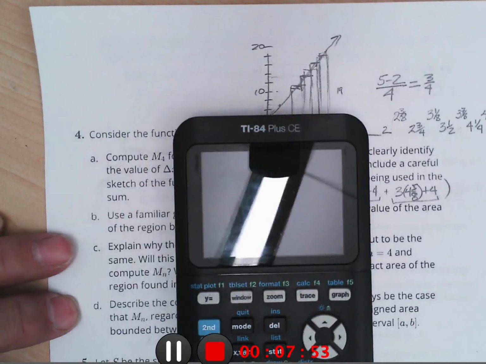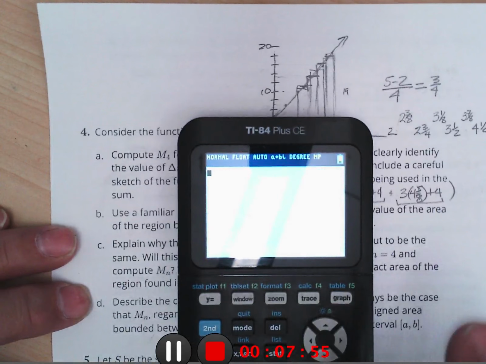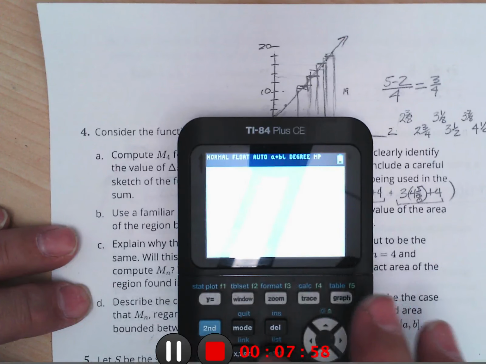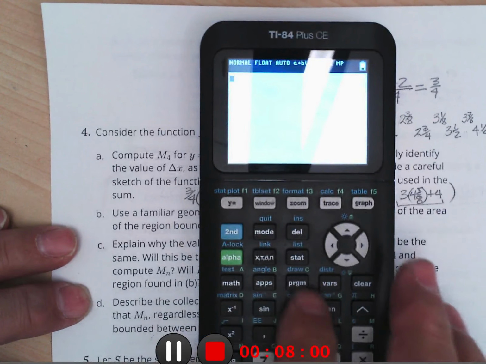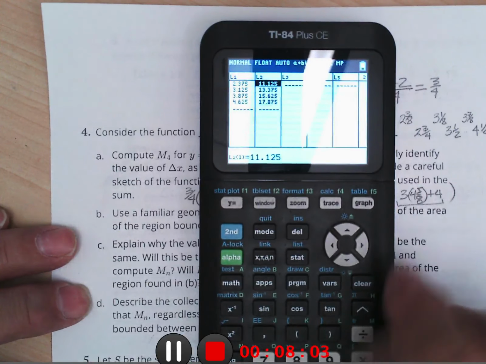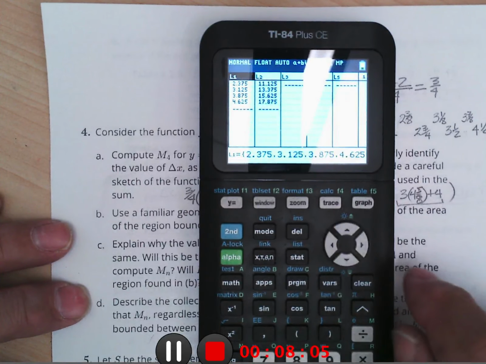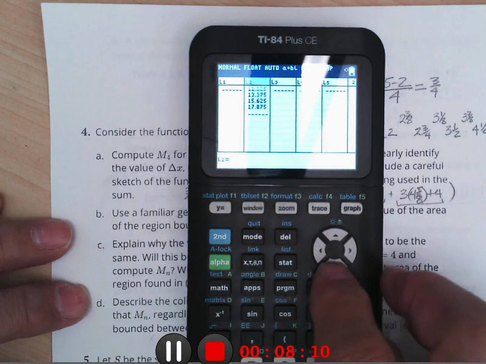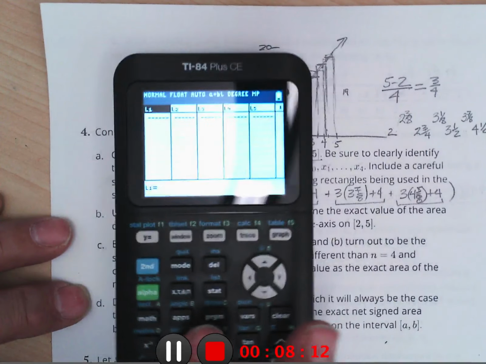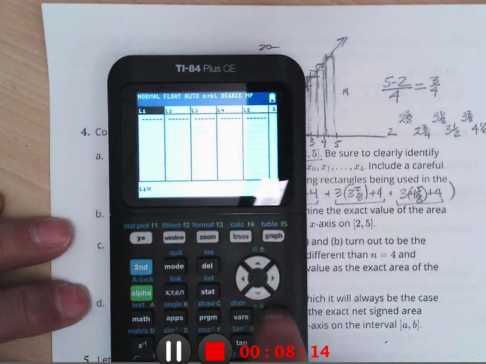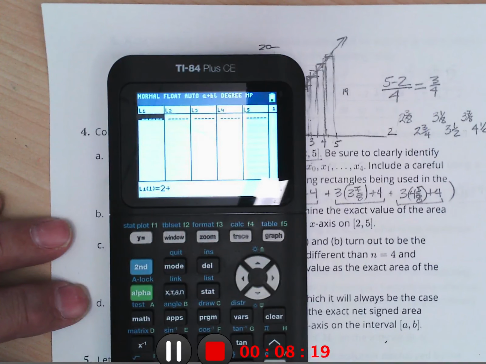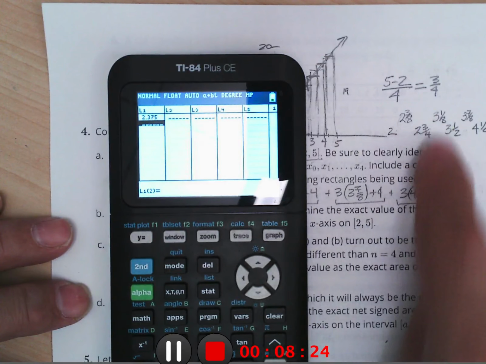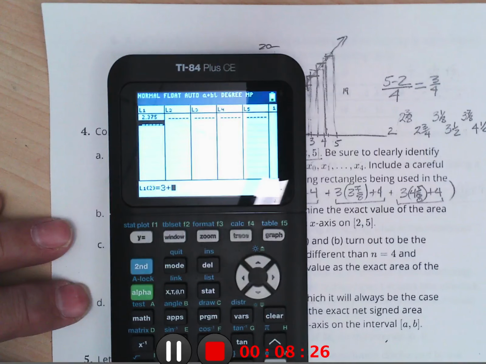I'm going to clear this. I'm going to go to my stat, edit, and go to list 1, and I'm going to type each one of those in. And clear list 2. In list 1, I'm going to type in 2 3/8: 2 plus 3 divided by 8. Then 3 plus 1 divided by 8.